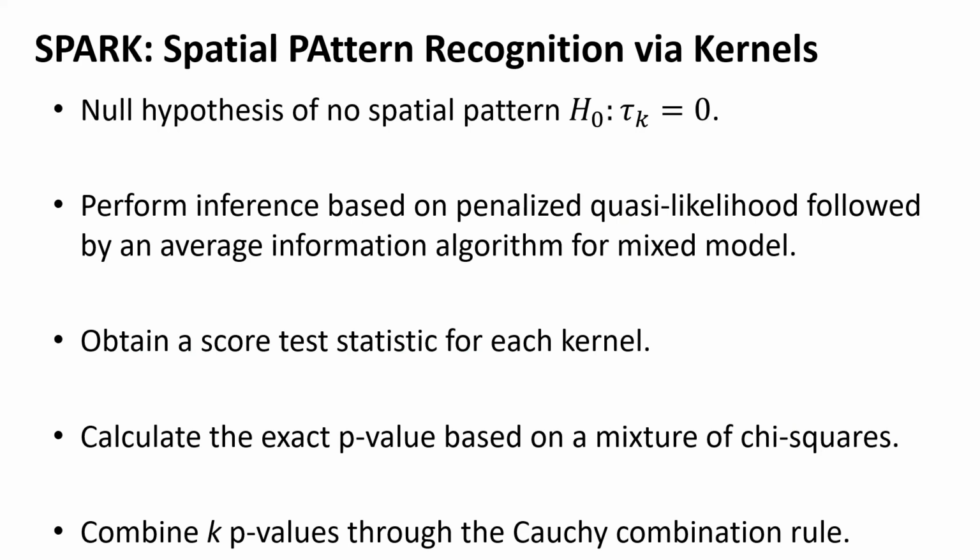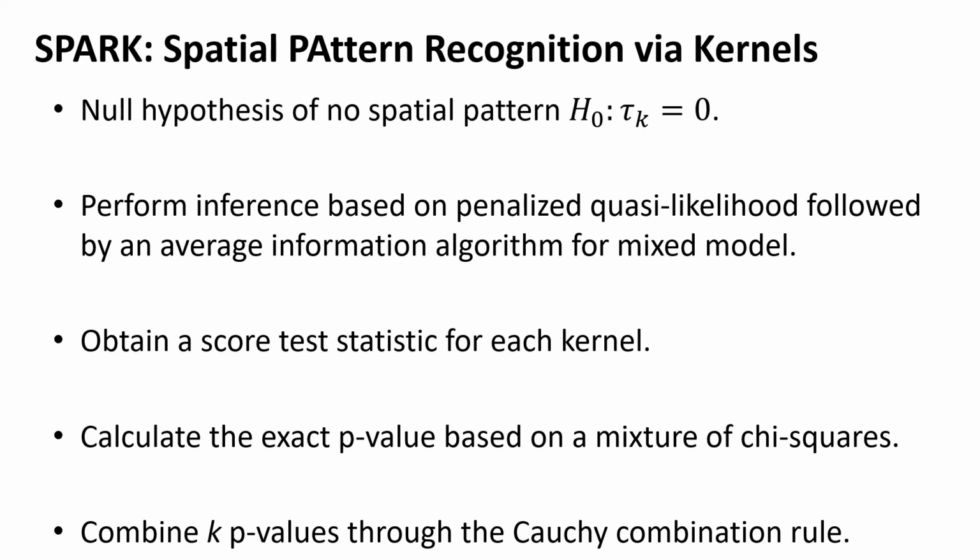And we can perform inference based on penalized quasi-likelihood using the average information algorithm for mixed models for reasonably scalable computation. And we can obtain a score test statistic for each kernel. And we can extract the exact p-value based on a mixture of chi-square distributions so that you can get an accurate p-value for each kernel.